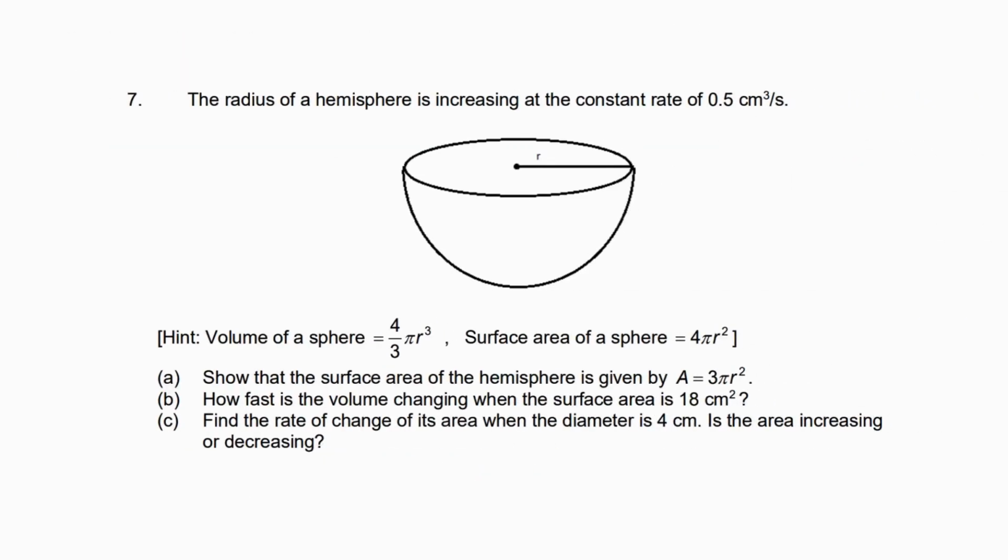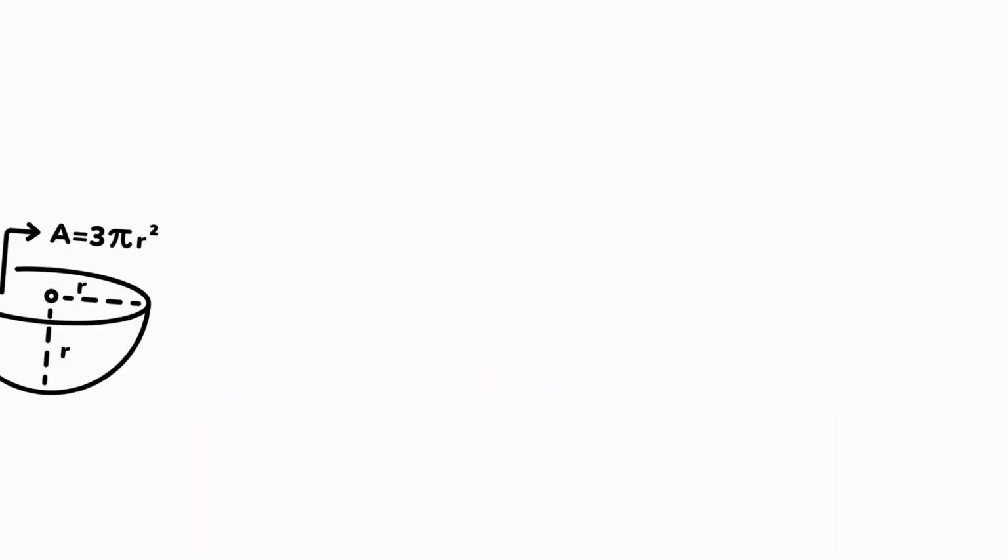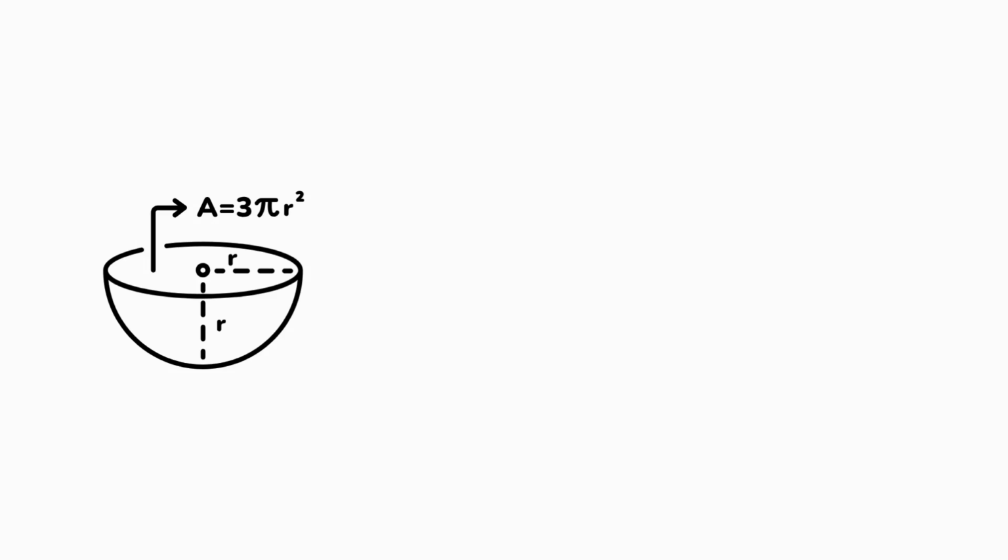The first question is, show that the surface area of the hemisphere is given by A equal to 3 pi r square. Here is the hemisphere. Its total surface area is represented as 3 pi r square. How do we know that?